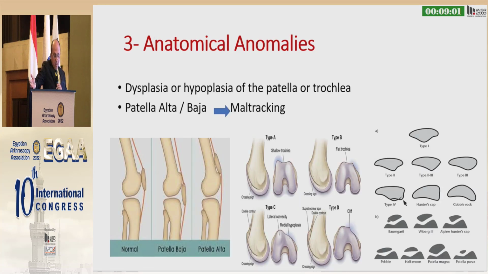Anatomical anomalies include dysplasia and hypoplasia of the patella or trochlea, patella alta, and patella baja, which later on lead to maltracking.